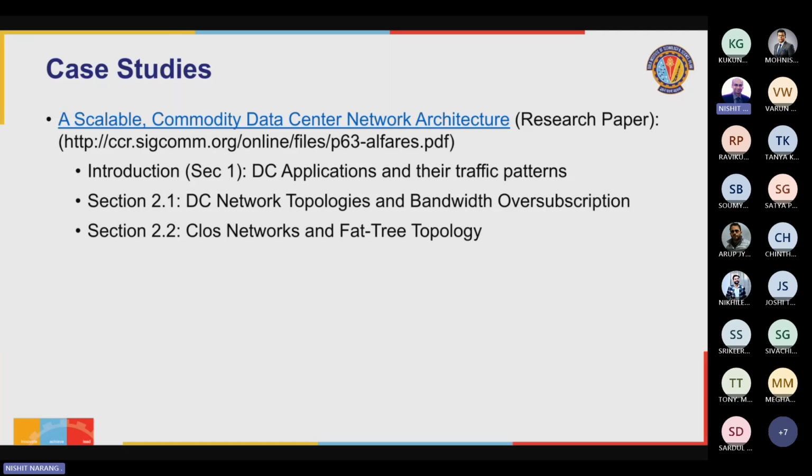Okay, the first is a very generic paper. It's more like a research paper. It doesn't so much talk about any specific Google or Microsoft or Amazon data center network or Facebook data center network. It in general talks about how should one go about designing a scalable and a commodity data center. Right? So what is the scalable commodity data center network architecture? That's what the research paper focuses on. So this is the URL for the paper in case you are interested to read it.